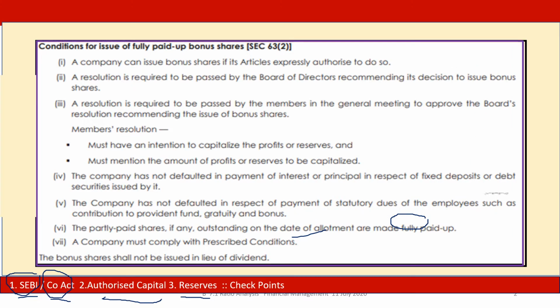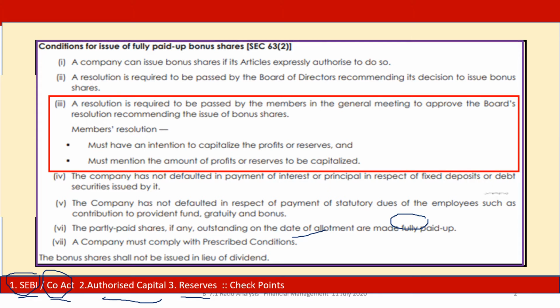Take section 63, subsection 2. What it says: a resolution is required to be passed by the general meeting, and based on that, the board can pass a resolution recommending the issue of bonus. And it says the members' resolution has to indicate the intention to capitalize the profits.